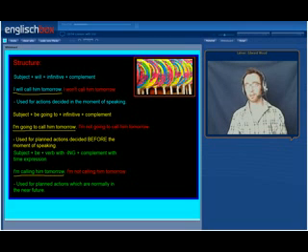Finally, in green, we have the structure of the present continuous with time expression. Again, we start with the subject, then the conjugated form of the verb to be, and then the verb with ing, followed by the complement. So I'm calling him tomorrow.